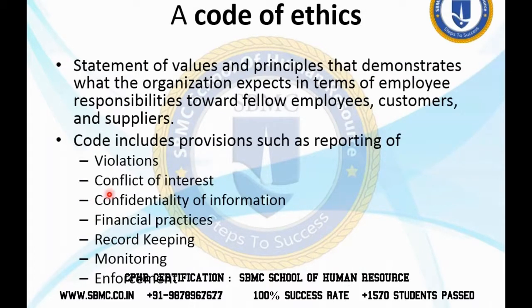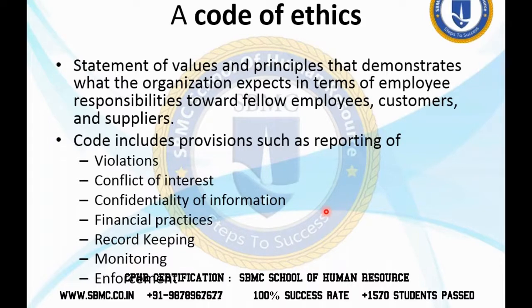Code of ethics. Code of ethics is a statement of values and principles that determines what the organization expects in terms of employee responsibility towards their fellow members, their customers, their suppliers. That is the code of ethics. It's a statement of values. If you find a question that says it is a statement of values and principles, what is it called? It is called a code of ethics, and a code of ethics may include provisions such as reporting of violation, conflict of interest, confidentiality of information, financial practices, record keeping, monitoring, and enforcement. That will be given in the code of ethics.